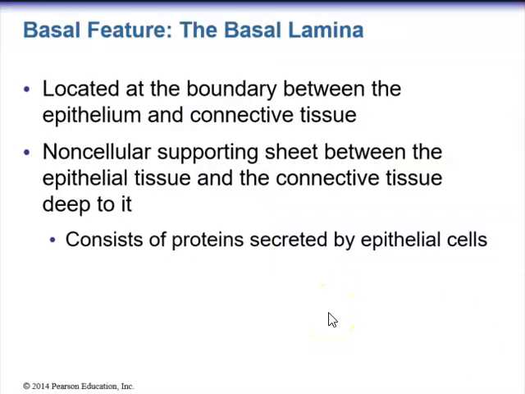Moving on, we're going to talk about the different borders of the cells. So first we have the basal feature. We have the basal lamina. This is located at the boundary between the epithelium and the underlying connective tissue. The basal lamina is a non-cellular supporting sheet between the epithelial tissue and the connective tissue that is deep to it, and consists of proteins that are secreted by epithelial cells.